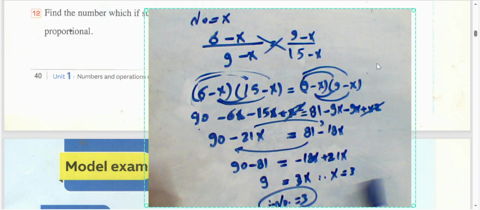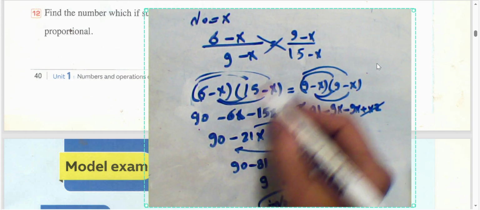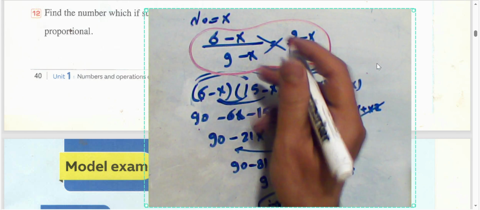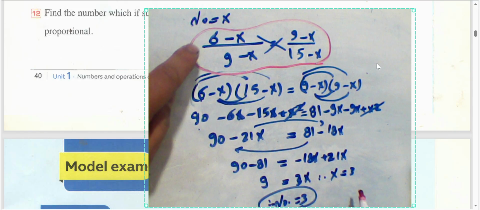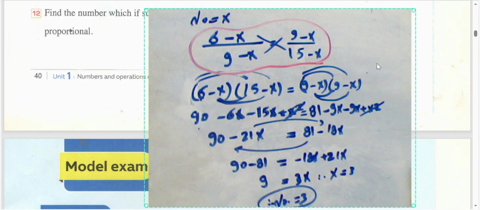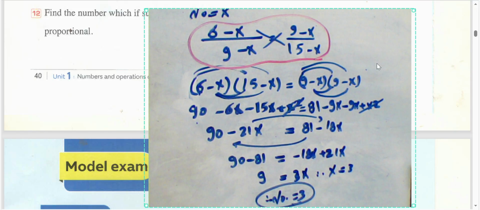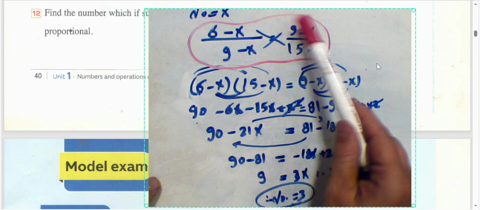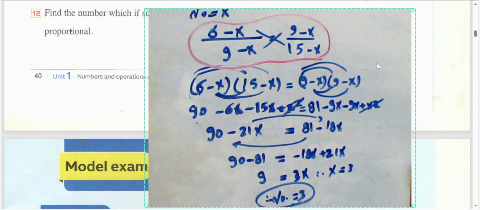You must know the steps about this question. It's important. I will let the number be x, subtract by numerator and denominator in order, and then multiply the extremes. The product of extremes equals the product of means, and then use distributive properties to find the answer. They cancel x power 2 by x power 2, and then 90 minus 21x equals 81 minus 18x, and then move the negative 18x to the other side, find the answer. The number will be 3.